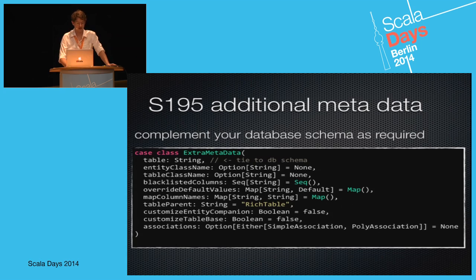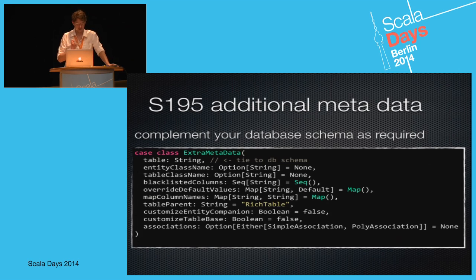That's what our extra metadata looks like. First we have the table, so we tie onto the existing data model in the database. And we have things like what the class names should be if they shouldn't be derived by default from the table names, and we can blacklist some columns, or we can override default values, where we can even generate Scala function calls into the case class constructors if we need that, because we can't get that from the database, right?